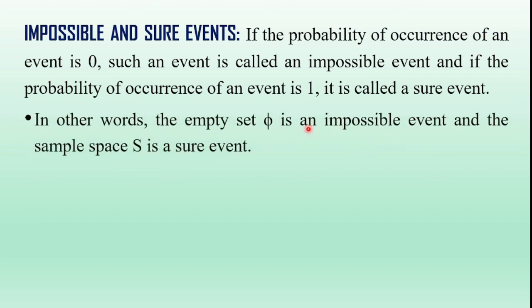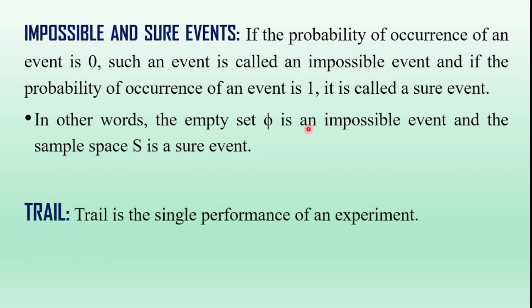In other words, the empty set or the null set phi is an impossible event, and the sample space capital S is a sure event or certain event. The next one is trial. Trial is the single performance of an experiment. So these are some important terminologies of probability theory.